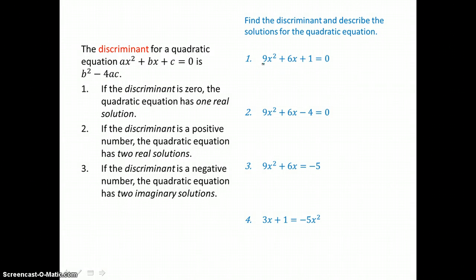We're supposed to find the discriminant and describe the solutions for the quadratic equation. So my a value is 9, my b value is 6, and my c value is 1. So b squared is 6 squared minus 4 times a, which is 9, times c, which is 1. That would simplify to 36 minus 36, or 0. The discriminant is 0, which tells me there's one real solution to this quadratic equation.